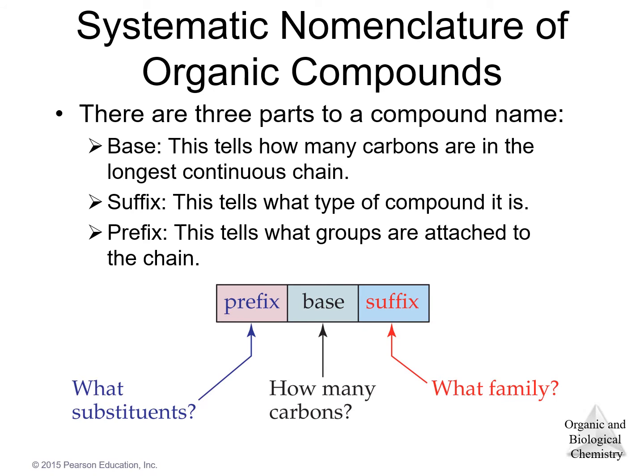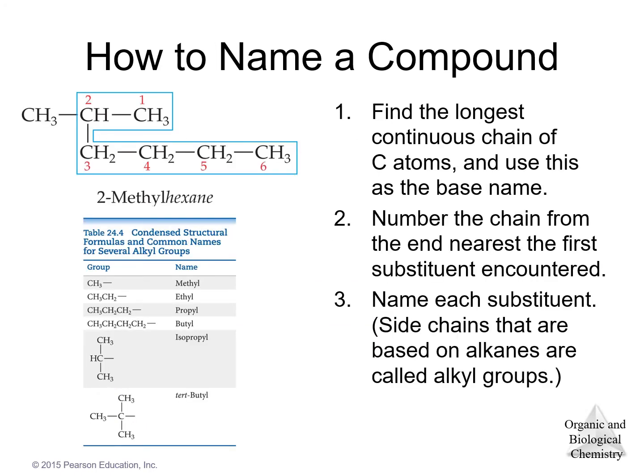Now, the way that you write nomenclature, when you get into organic chemistry, is going to get a lot more difficult because there are different ways, but the basics of it are this. You have the base, which is how many carbons. The prefix is basically what substituents, and then the suffix tells you the family, what type of compound it is. So that's how to name it.